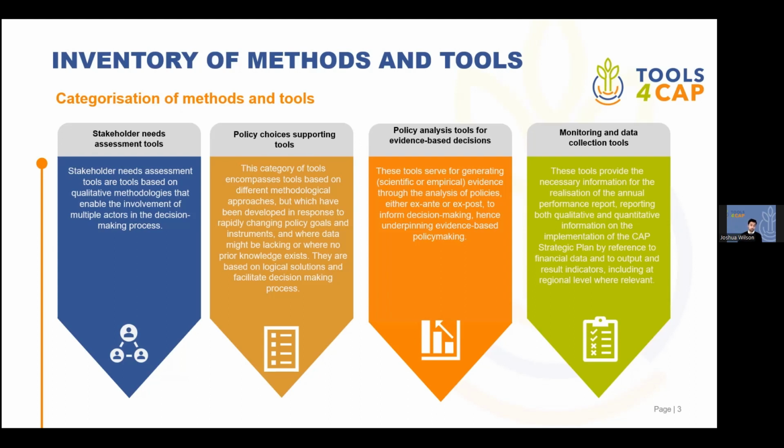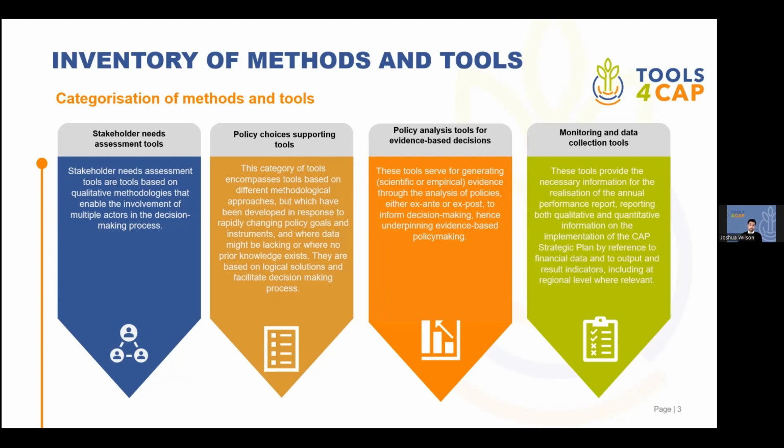This category also includes a couple of ad hoc tools, which we'll explore in the working groups. But overall, these types of tools generally aim to offer logical solutions and, of course, improve decision making. So the third category here is policy analysis tools. It consists of tools that are deemed essential for enabling evidence-based decisions, which are generally more quantitative in nature.